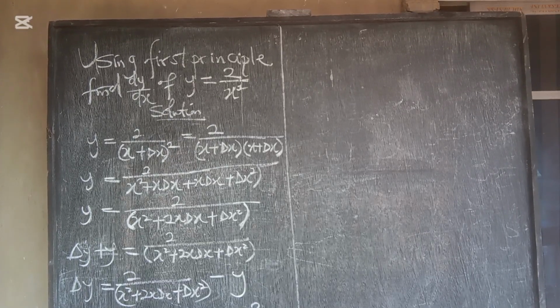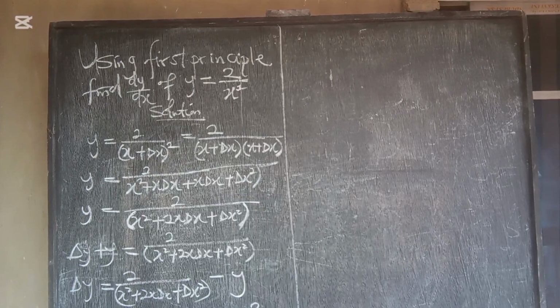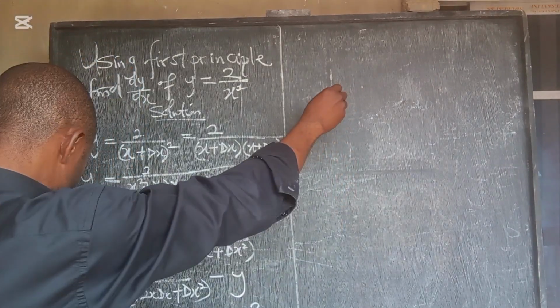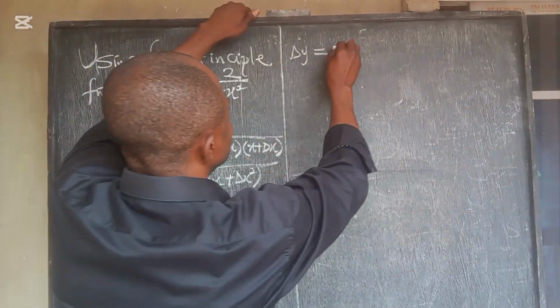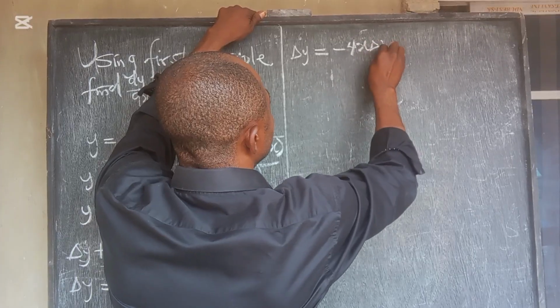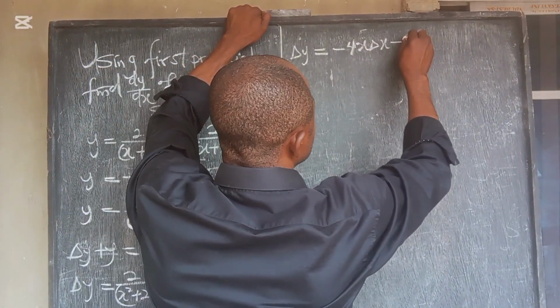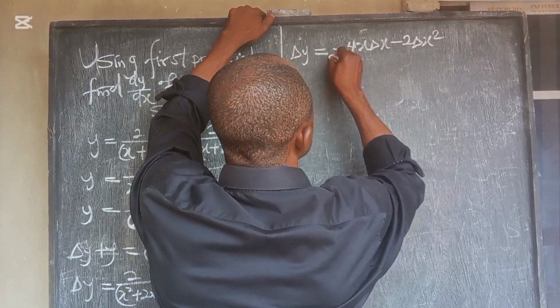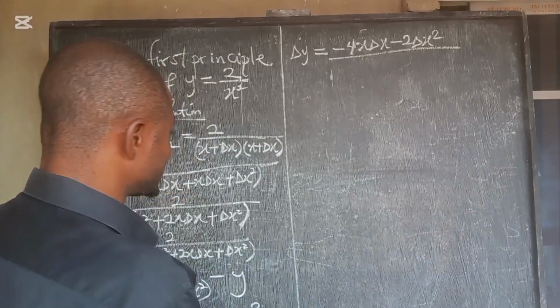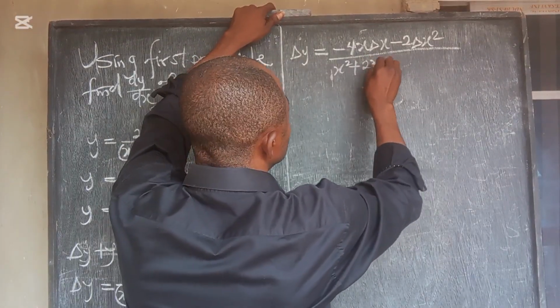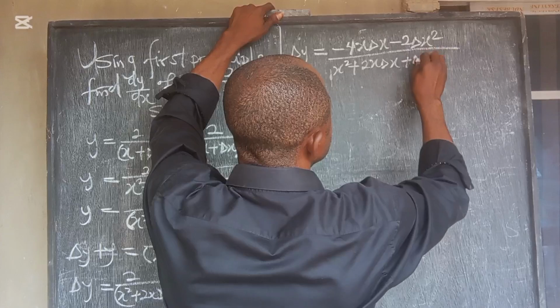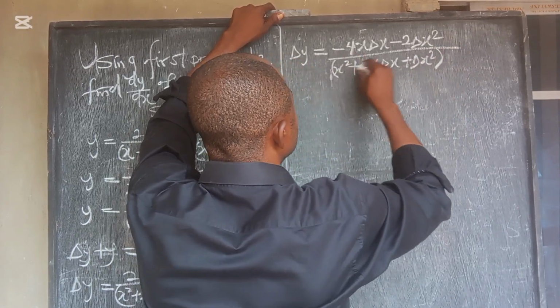Once your change in y is equal, you will see that 2x square minus 2x square, those ones will cancel each other. At the end of the day, you will come back up to see that your y is equal to, what is left is minus 4x change in x, and then minus 2 change in x square. All of them are over what is left below. What is left below? X square plus, we have x square plus 2x change in x plus change in x square. Then they will be in bracket of what?